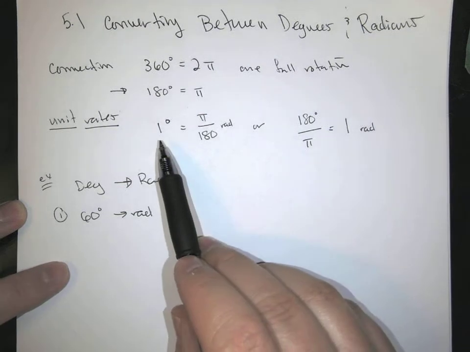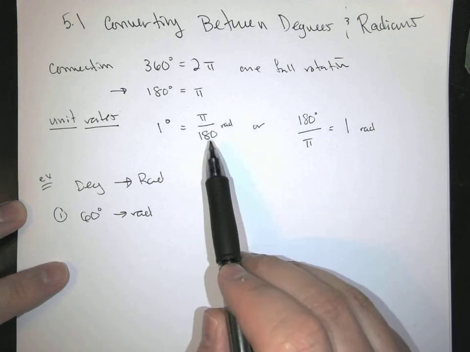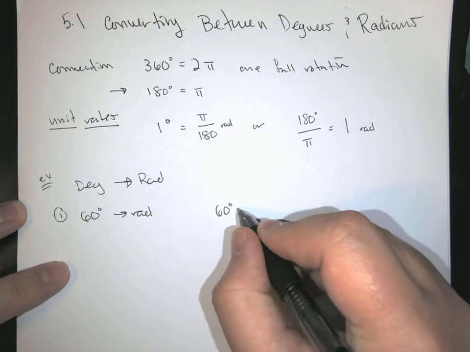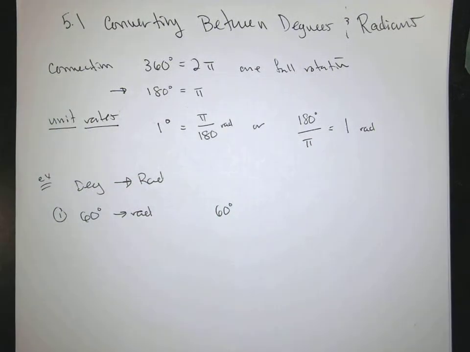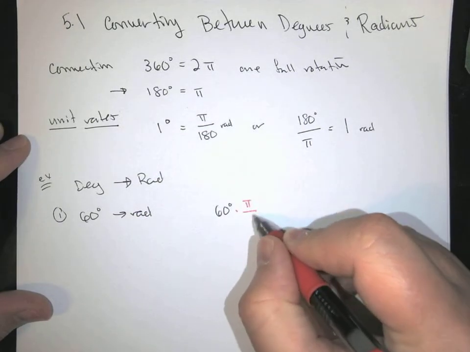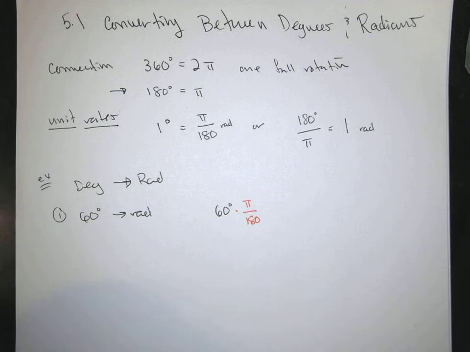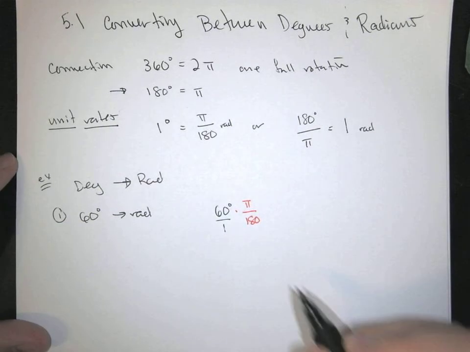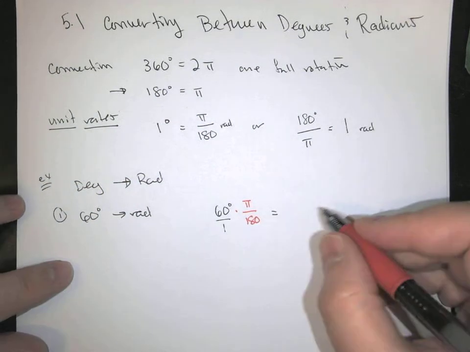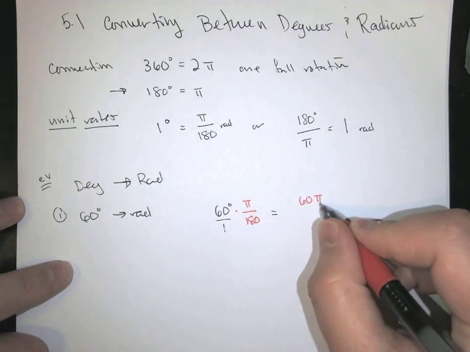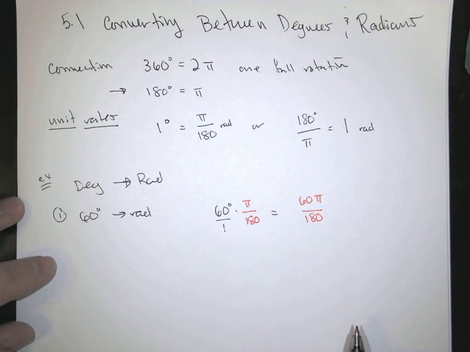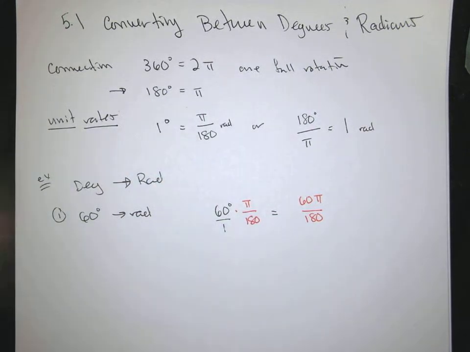The idea is that every 1 degree is going to be pi over 180 in radians. So if 1 is going to be pi over 180, 60 would be 60 times that unit rate. So this is going to be 60 degrees times pi over 180. If I call this 60 over 1, I pretty quickly get 60 pi over 180. I of course don't want to leave it like that. This is going to reduce down a lot, so I can and should do that.